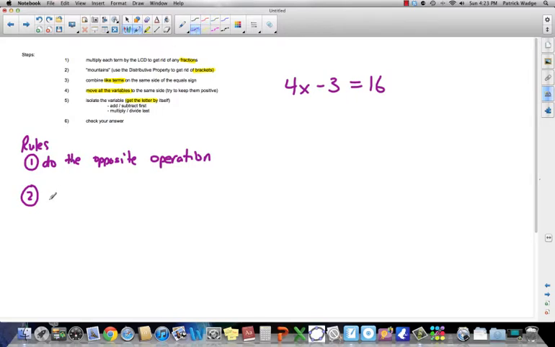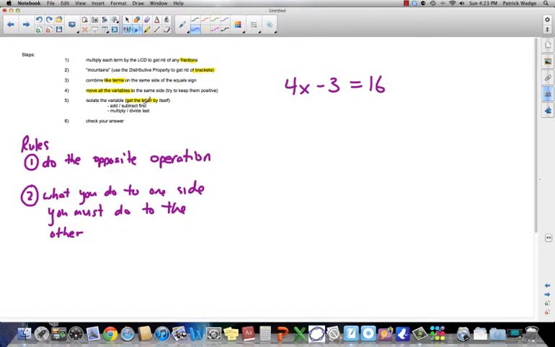And the other rule we have is: what you do to one side, you must do to the other. Okay, you might want to stop, pause the video, and write that down because I'm going to erase that in a second. Anyway, we're all the way down to step number 5 here. Isolate the variable, get the letter by itself. So we want this x by itself.